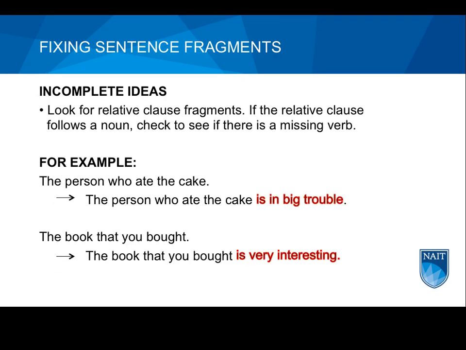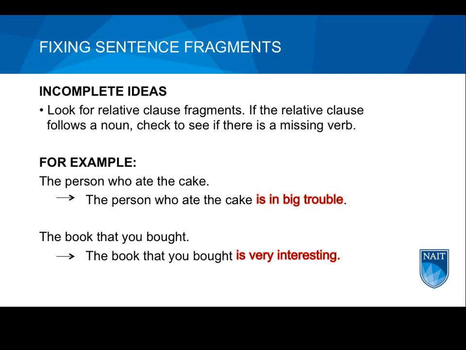If the relative pronoun doesn't start your fragment, but follows a noun, you can look to see if you could add a verb to complete the thought. So for example, if we have the fragment, "the person who ate the cake," and we need to finish that sentence, we'll need to add in a verb. "The person who ate the cake is in big trouble." "The book that you bought," we want to finish it, we'll say "the book that you bought is interesting."